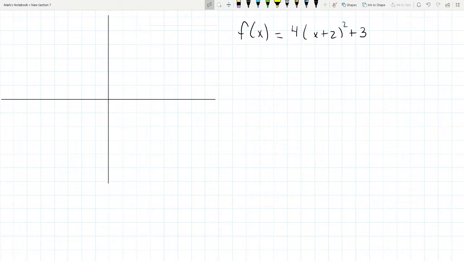Hello again. In this problem, we will be trying to graph a function that you need to use function transformations in order to do. So this is f of x equals 4 times (x plus 2) quantity squared plus 3. Of course, the first step is trying to figure out what the base function is. So take a look here at the (x plus 2) quantity squared. That's going to let us know that our base function is y equals x squared.